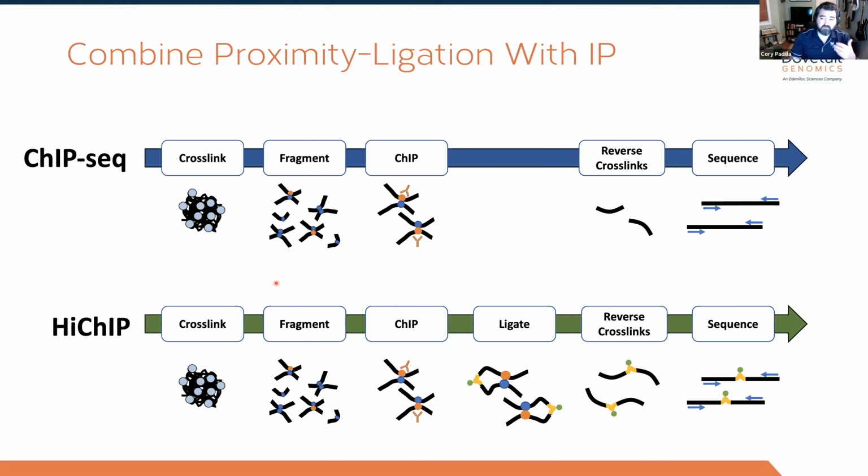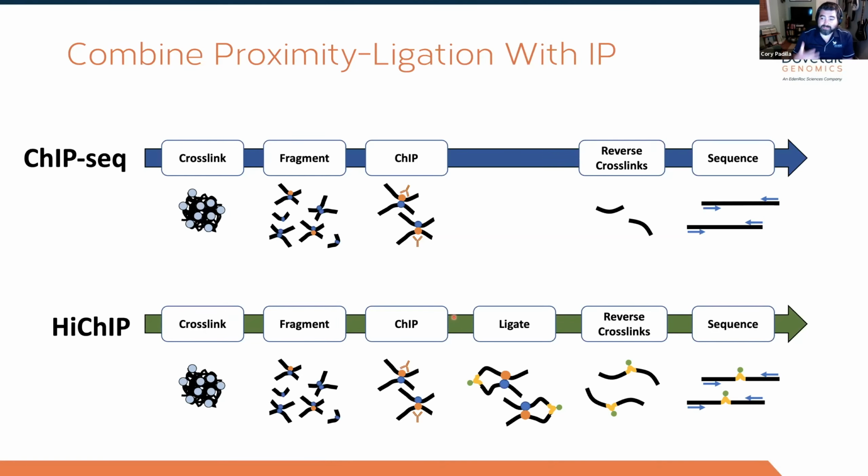Well, HiChIP follows a very similar workflow, except after the chromatin immunoprecipitation, you do proximity ligation, and then you reverse those crosslinks. Now, if you're looking at the molecule generated from the assay, it's a chimeric read that has a biotinylated custom oligo bridge that sits right in the middle that captures that ligation event. Then you convert into a sequence library with a biotin pull down to enrich for your proximity ligated molecules, right?